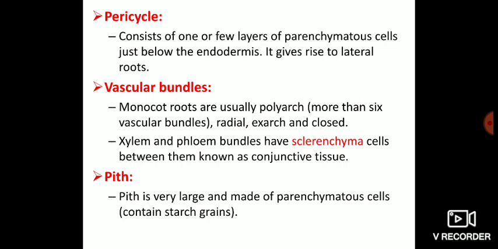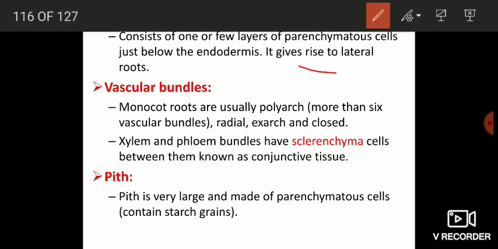Then pericycle, it consists of one or a few layers of parenchyma cells which lie just below the endodermis. The cells of pericycle give rise to lateral roots, just like I have already told you about dicot roots. Okay, dicot roots में क्या होता है? The cells of pericycle give rise to lateral roots or root branches. Same is the case with monocot roots, but you have to remember that in case of monocot roots, the pericycle cells do not form the cambium. That is why monocot roots में secondary growth absent होती है.